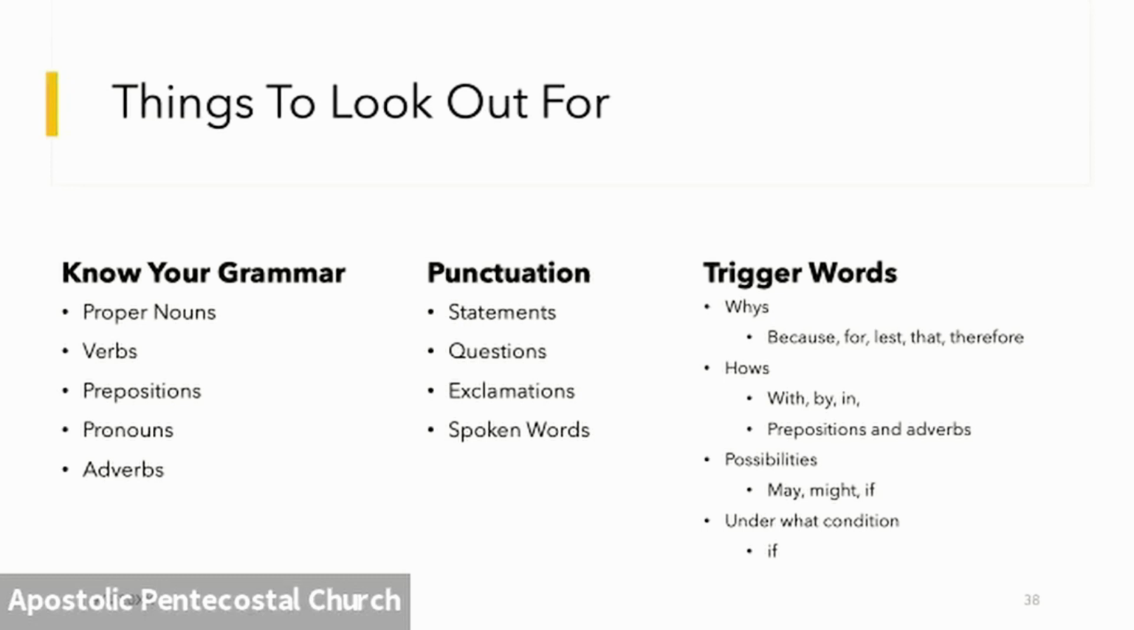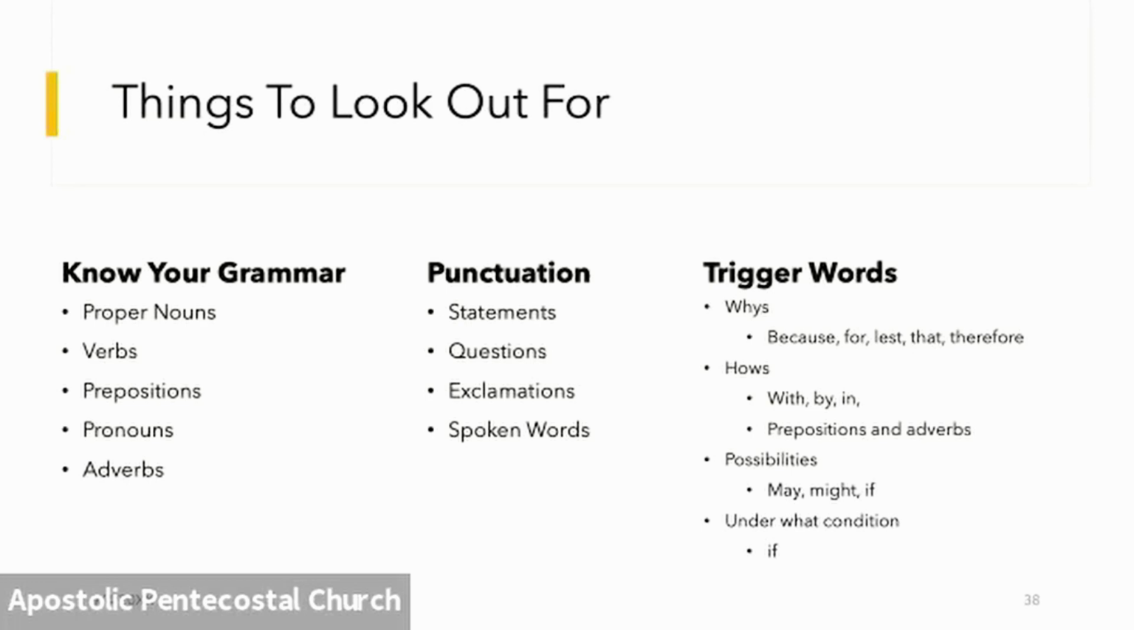Hows. Most prepositions and adverbs are how. What's a preposition? With, by, in. It's a word that speaks to the relationship of, like, a noun. It's a binding word. Yeah. Okay, so like with fervor, with triumph, with whatever. Those are hows, right?